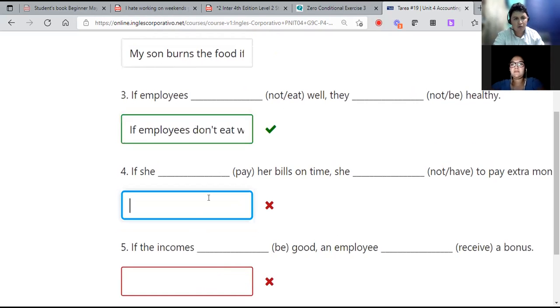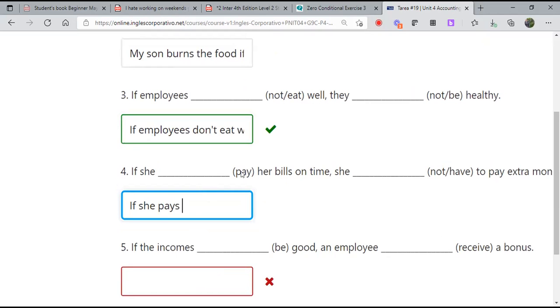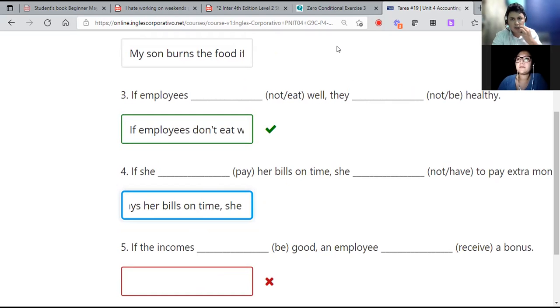Por ejemplo, la número 4, ¿cómo sería? Reescribiéndola toda. If she, tercera persona. Pays. Pays, correct. If she pays her bills on time. Exactamente. On time, si paga los recibos. Ajá. Si no paga. She, en negativo de ella no. Doesn't, acuérdese, en presente, doesn't.